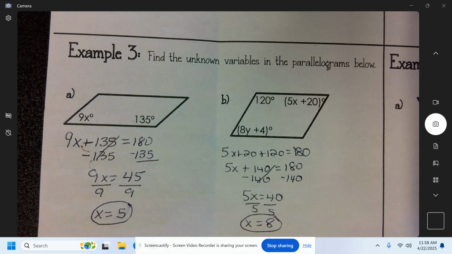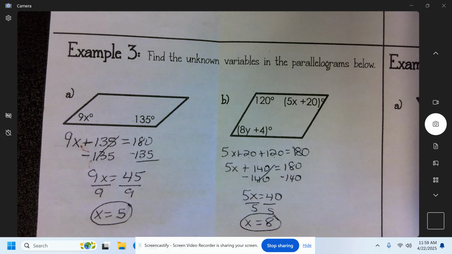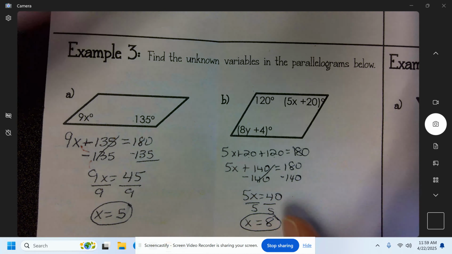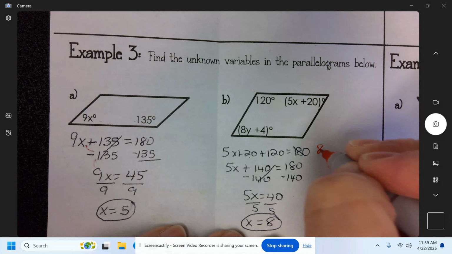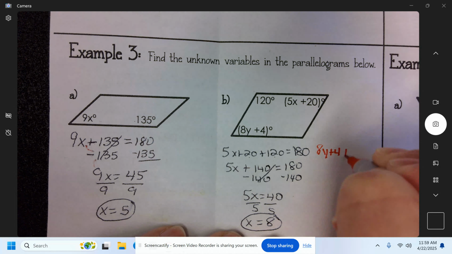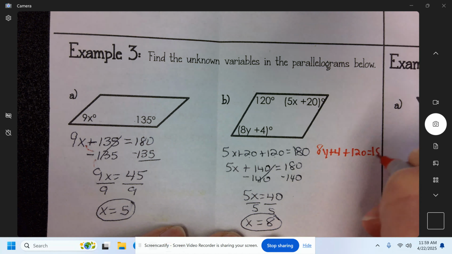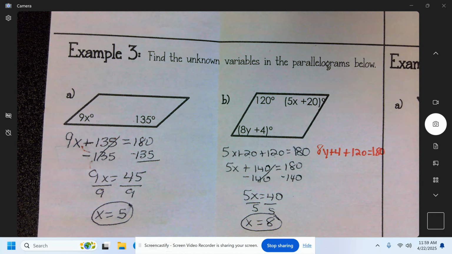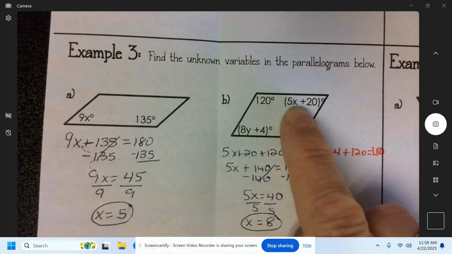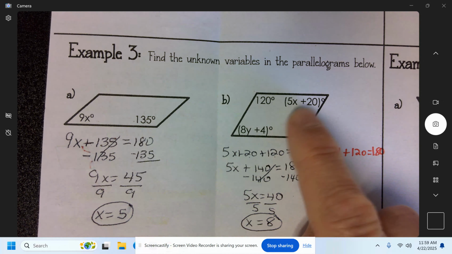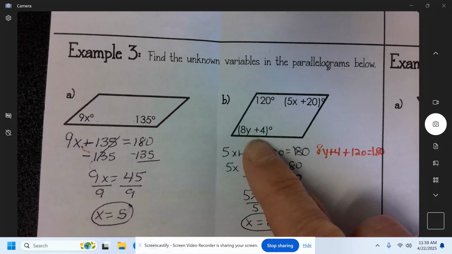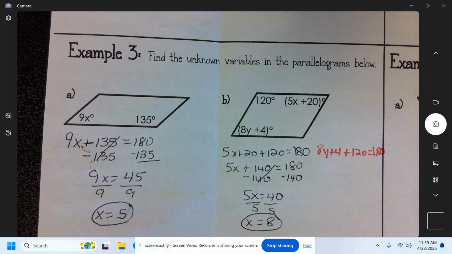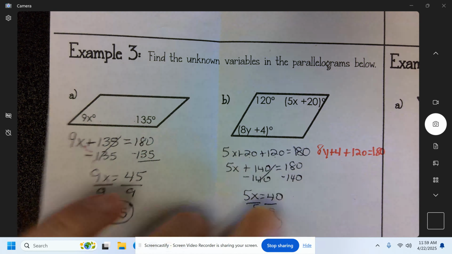All right, to solve for y, there's a couple different ways you could go about doing this. We could do the same setup to solve for y here. So now we know that 8y plus 4 plus the 120 has to equal 180. You could have also taken the x and substituted it up here, got what that is, and that would have been what? 5 times 8 is 40 plus 20 is 60. Set that equal to the 8y plus 4 and solve for y. I'm just going to do it this way because it's the way I did this one, okay?